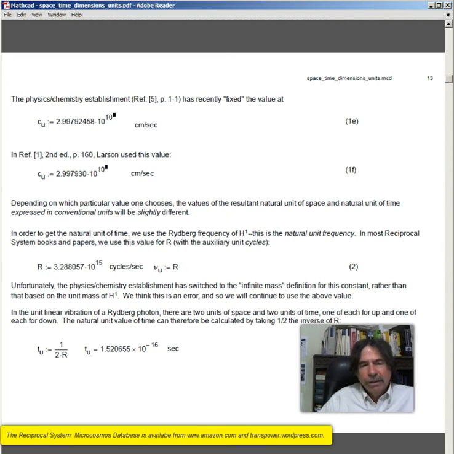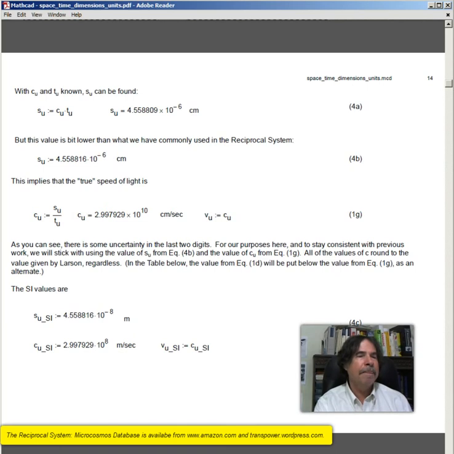In the unit linear vibration of the Rydberg photon, there are 2 units of space and 2 units of time, 1 of each for up and 1 of each for down. The natural unit of time can therefore be calculated by taking 1/2 the inverse of r. So we get t sub u equals 1.520655 times 10 to the minus 16th second. With c sub u and t sub u known, s sub u can be found, and that's 4.558809 times 10 to the minus 6 centimeters. But this value is a bit lower than what we have commonly used in the reciprocal system, which is 4.558816 times 10 to the minus 6 centimeters.